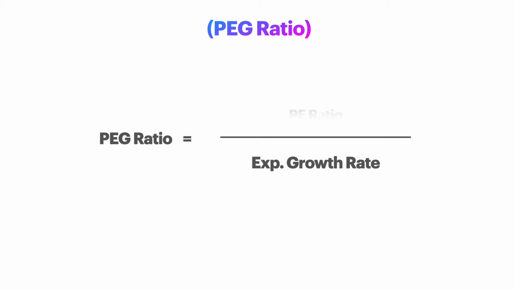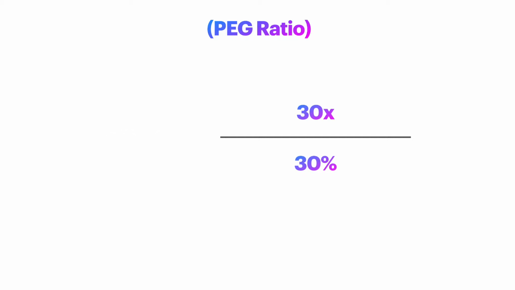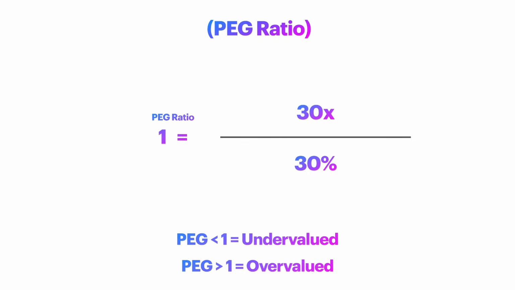A company could trade at 30 times earnings, which is relatively high compared to the market average, but if the company is expected to grow 30% for the next few years, it may actually be undervalued in the eyes of some investors. Traditionally, a PEG below 1 signals the stock could be undervalued, and a PEG above 1 may signal it's overvalued.